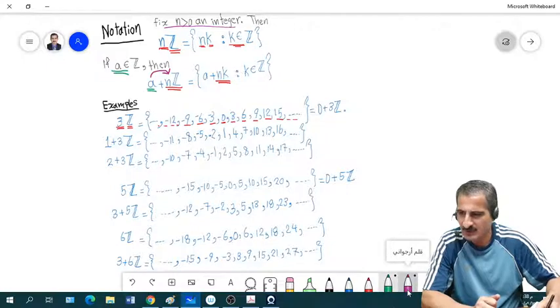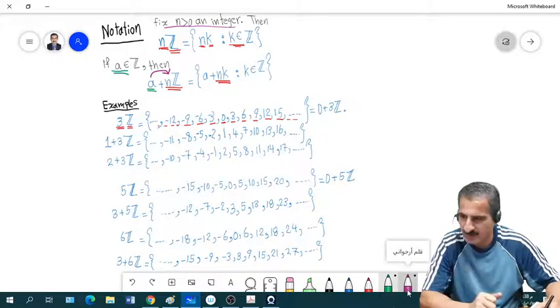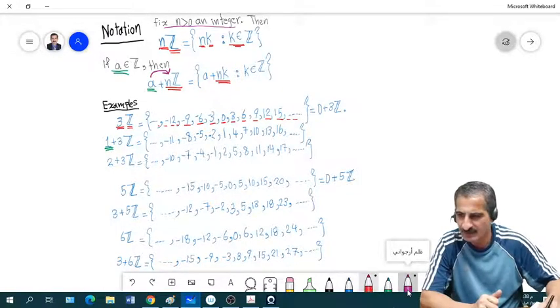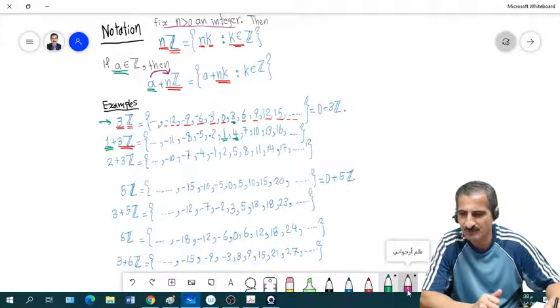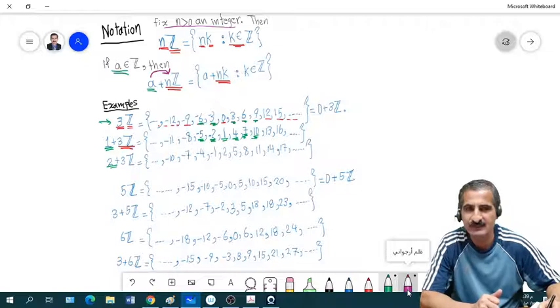So we have a 3z already. So 1 plus 3z, what we do, we will add 1 to every element in 3z. Correct? So we have 3z already up here. So we will say 1 plus 0, we get 1. 1 plus 3, we get 4. 1 plus 6, we get 7. 1 plus 9, we get 10. 1 plus negative 3, we get negative 2. 1 plus negative 6, we get negative 5, and so on. Same thing, 2 plus 3z.